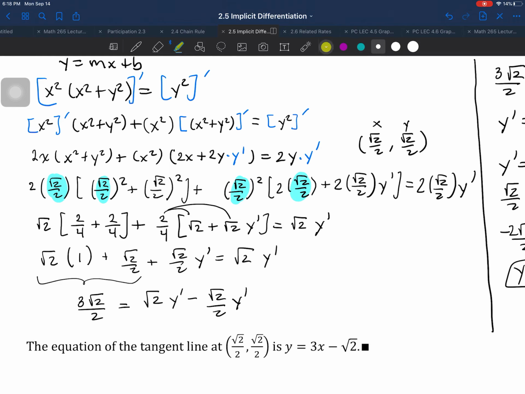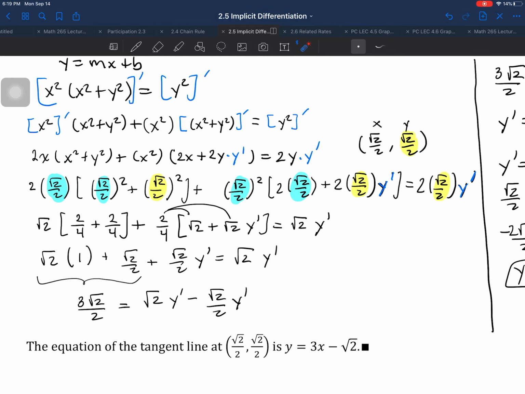And then I did the same thing for the y. Every time I see a y, I replace it with square root of 2 over 2. Notice that I still have the y primes. In fact, let me rewrite those in blue. Oopsie. Let me write those in blue. That way they're more obvious. We're still going to solve for y prime. But now my assumption is that this will be easier for us to compute.